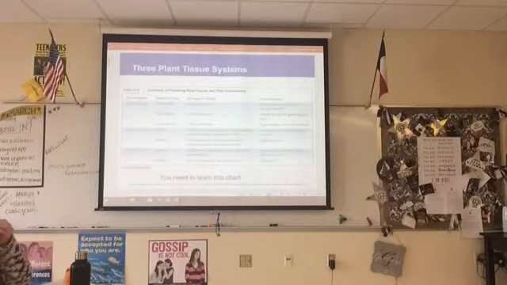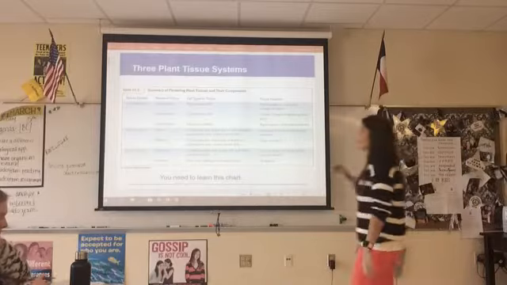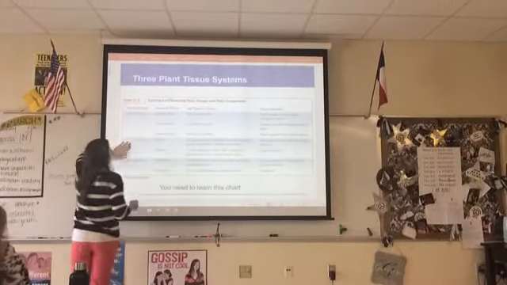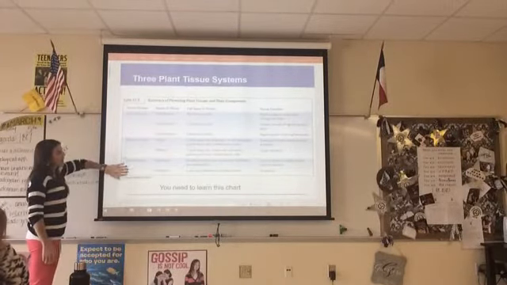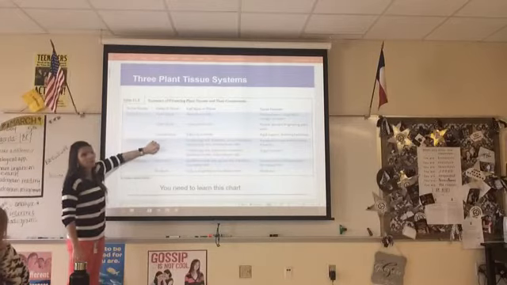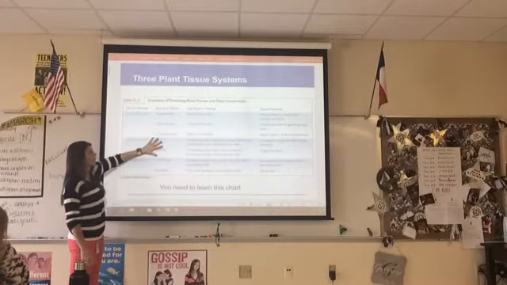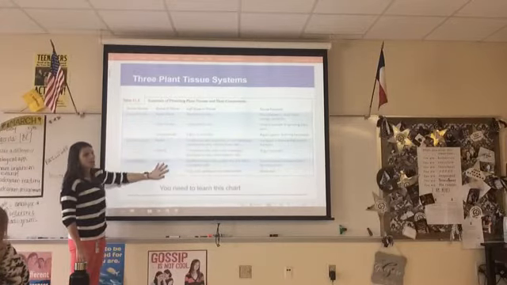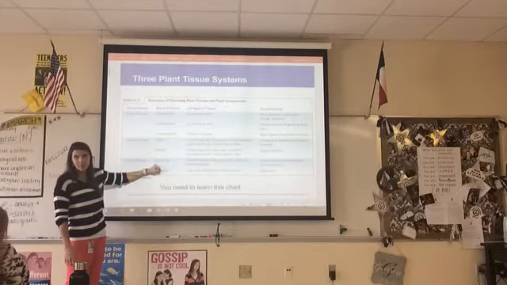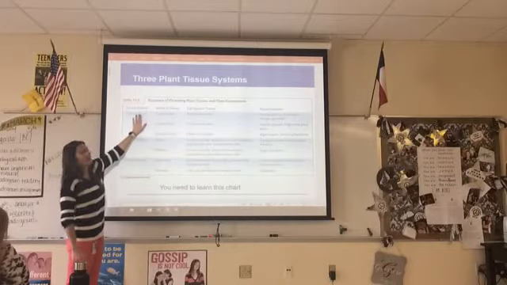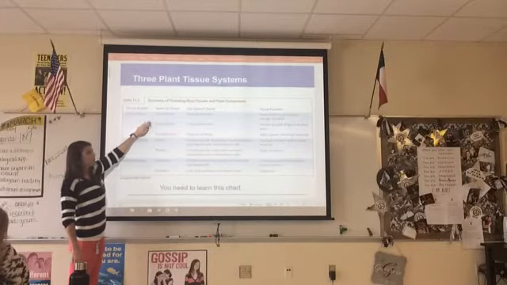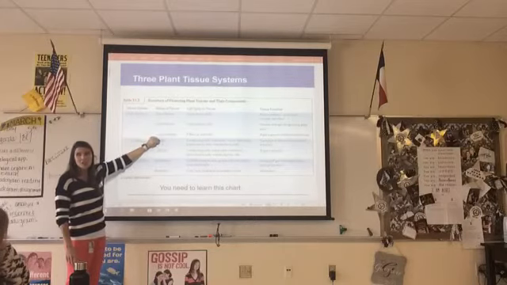Okay, now, this diagram breaks it down, ground, vascular, and dermal, and then it tells you the tissue that falls into that classification. So again, vascular, you already know. Dermal is going to be dermis and epidermis, which is just like us, so that's a good parallel. But ground tissue, we have parenchymal cells, collenchymal, and sclerenchymal.